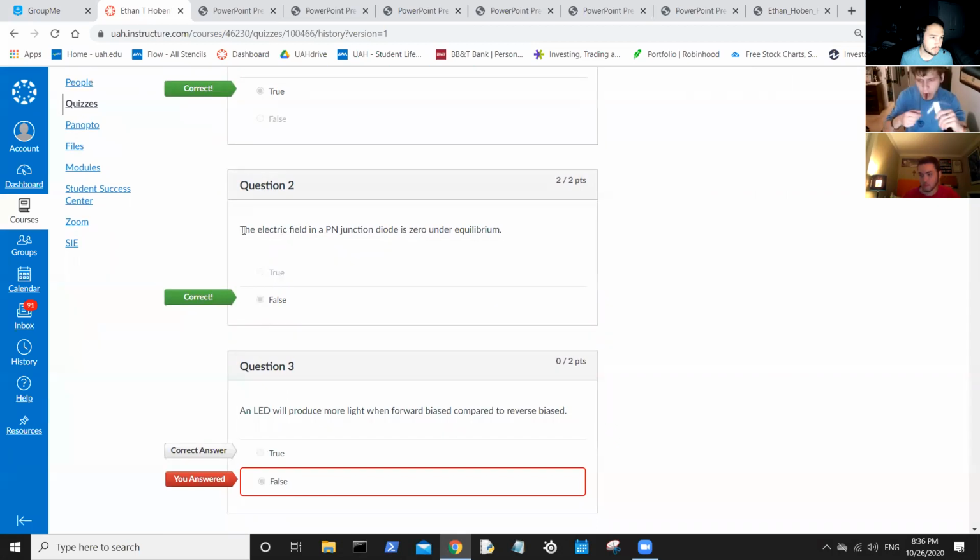So then question 2, the electric field in a PN junction diode is 0 under equilibrium. This is false.